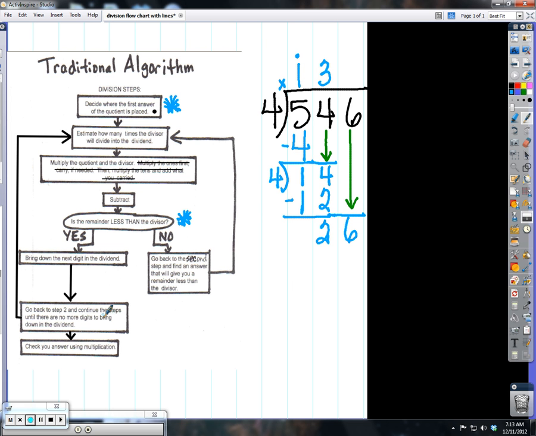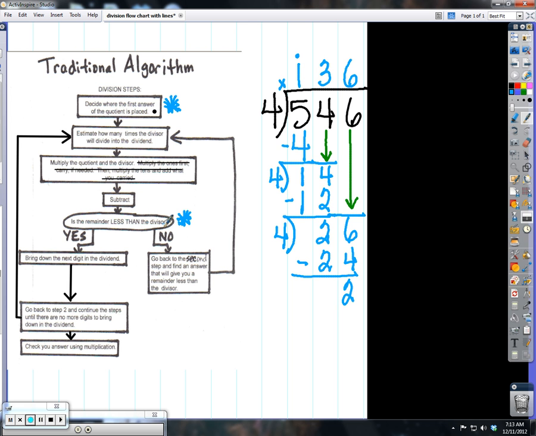So I am going to estimate how many times my divisor goes into my new dividend. So 4 goes into 26 6 times. Now multiply the new quotient, remember just that single digit, and the divisor. So 6 times 4 is 24. Now we're going to subtract. 26 minus 24 is 2.